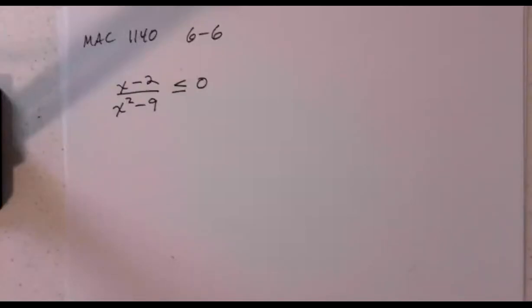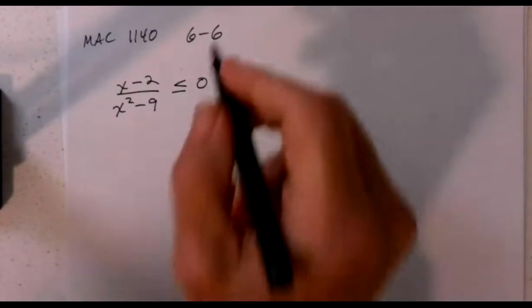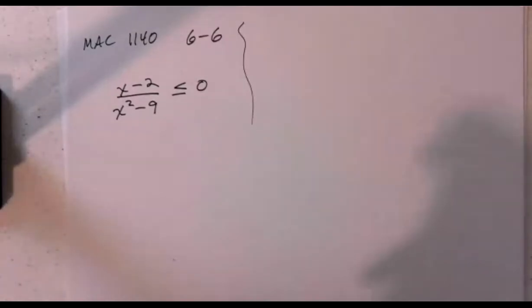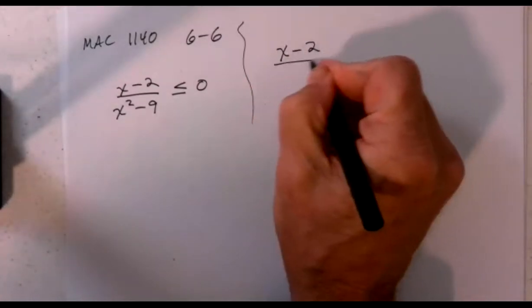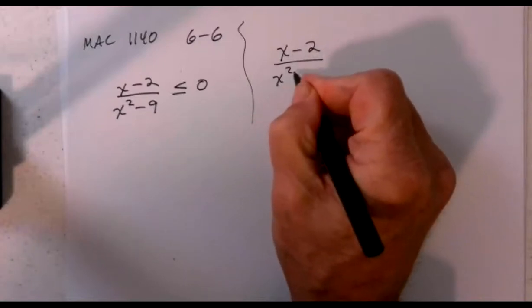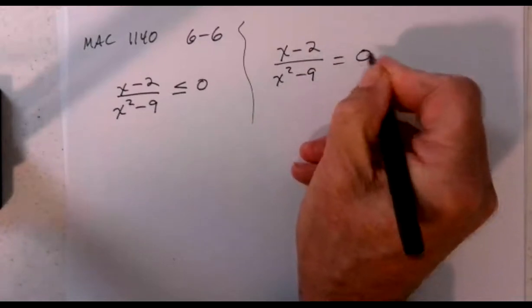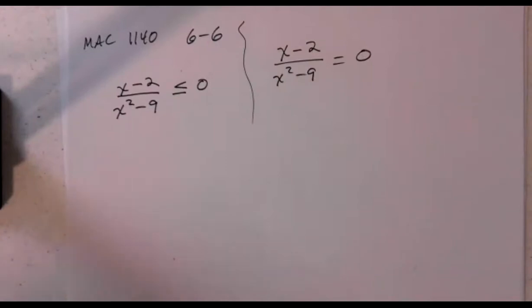This question is (x minus 2) over (x squared minus 9) is less than or equal to 0. So my usual strategy is to solve it first as an equal: (x minus 2) over (x squared minus 9) equals 0. When does a fraction equal 0?